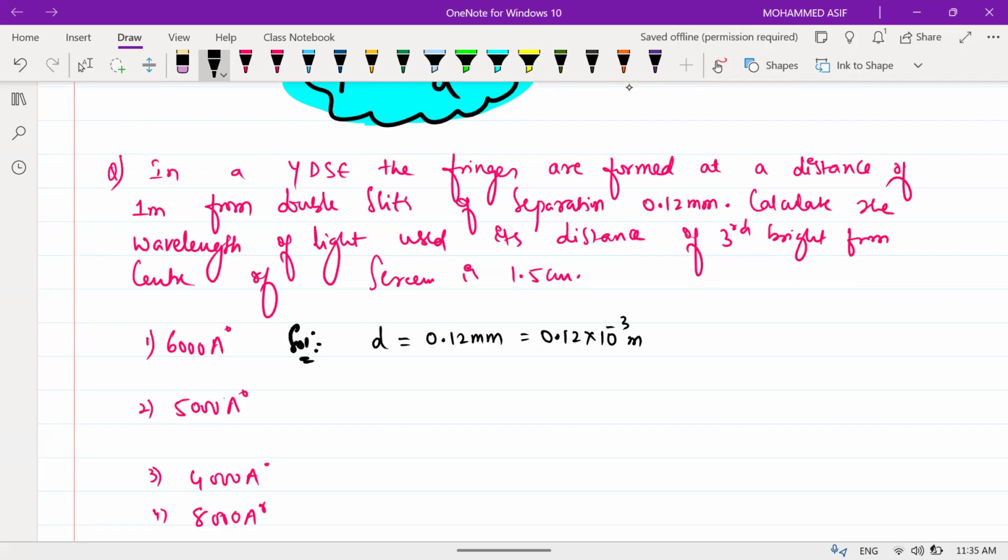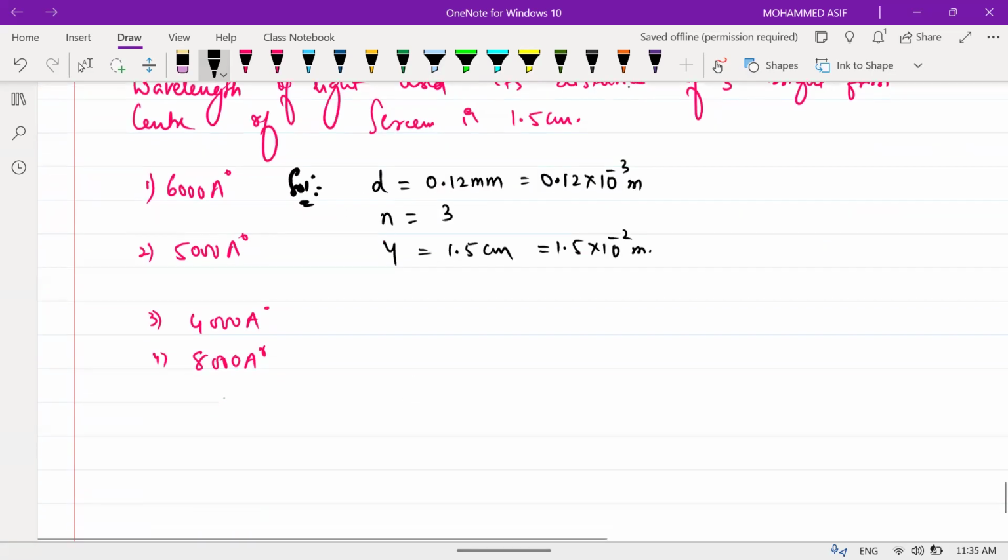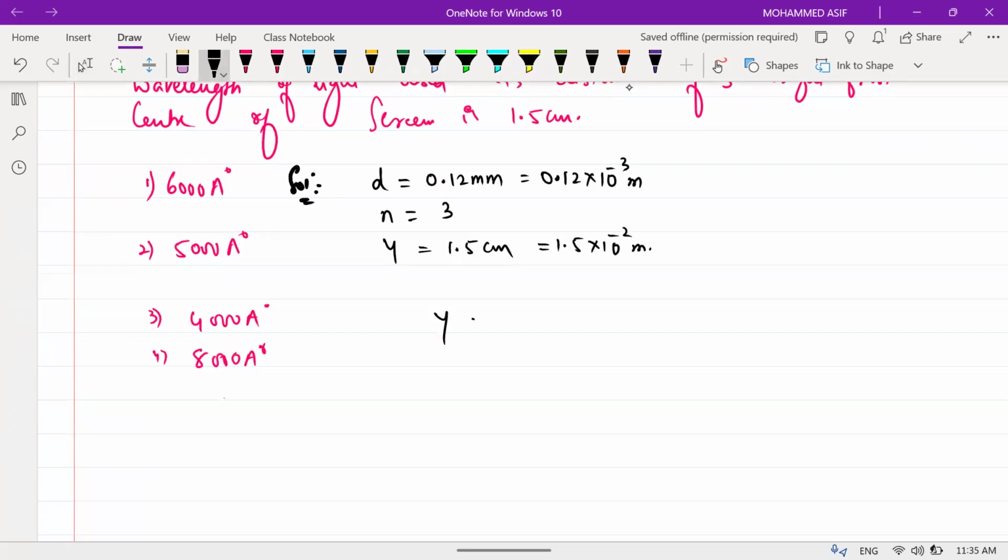Its distance of the third bright, so n will be equal to 3. That means y value is equal to 1.5 centimeter, that is equal to 1.5 into 10 to the power of minus 2 meters. It is asking the wavelength, so use the formula for bright point: y is equal to n into lambda into capital D divided by small d.